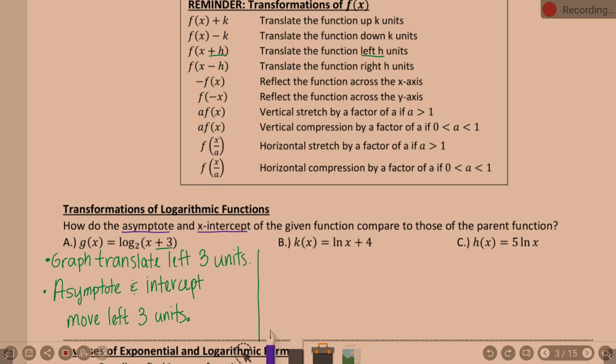We decided the plus 3 takes the graph and moves it left 3. And when you move that whole graph left 3, the asymptote and the intercept are going to also move. So they're going to change. Now, let's look at b. b is where we left off. K of x equals the natural log of x plus 4.